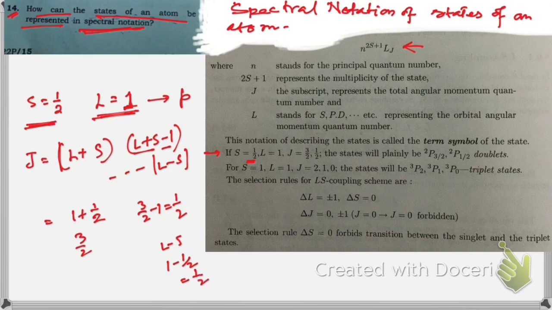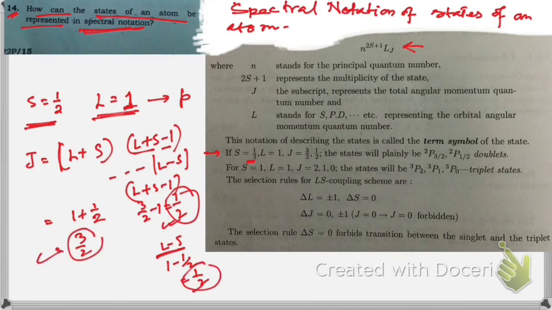That means this L plus S minus 1 in this case is the last value, L minus S, because we are getting the same value, half, here also. So we have got two values of J, one is 3 by 2 and another is half.